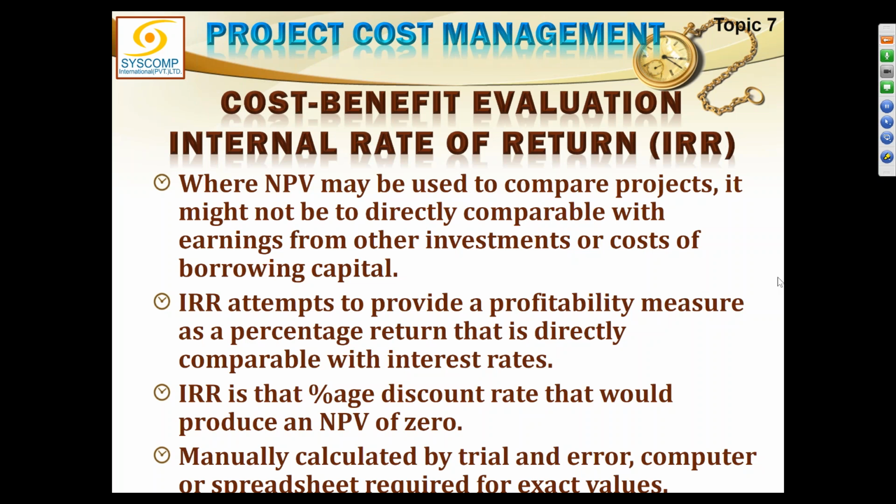So we now understand that if the NPV is zero, then the percentage on which we have calculated the zero is the IRR. The more the IRR, the better the project is. The less the IRR, the poorer the project is. Right?